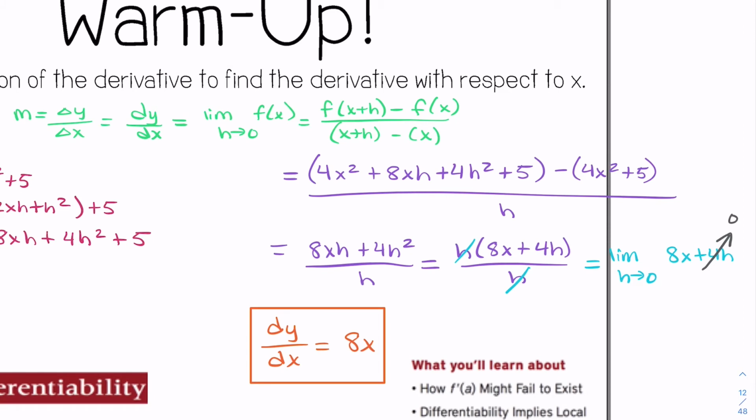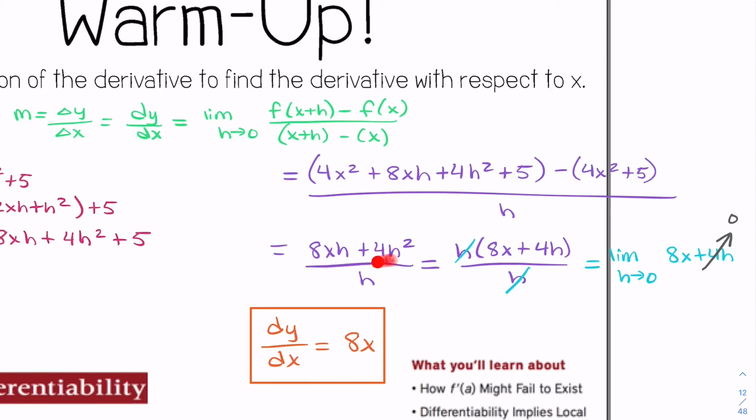So the limit of that as h approaches 0. So I put in f of x plus h. I take away f of x, all over x plus h minus x, which gives me just h. 4x squared minus 4x squared will go away. And then 5 minus 5 will go away, which leaves me simply with 8xh plus 4h squared.